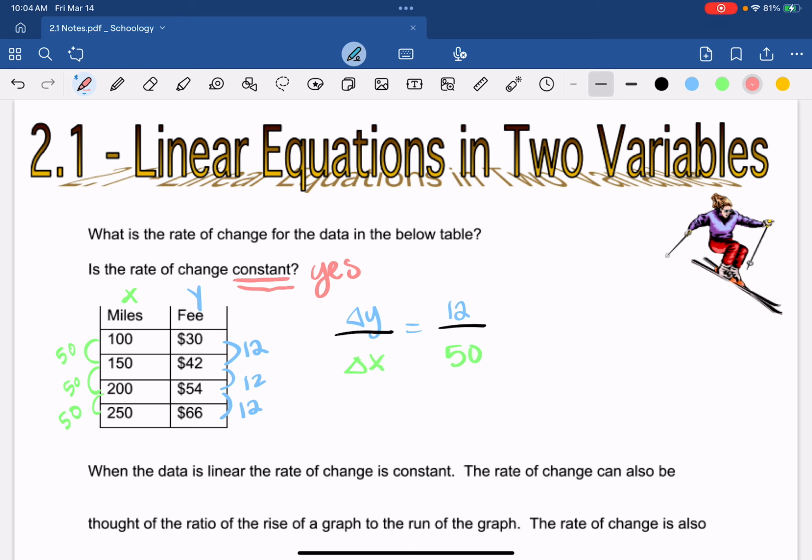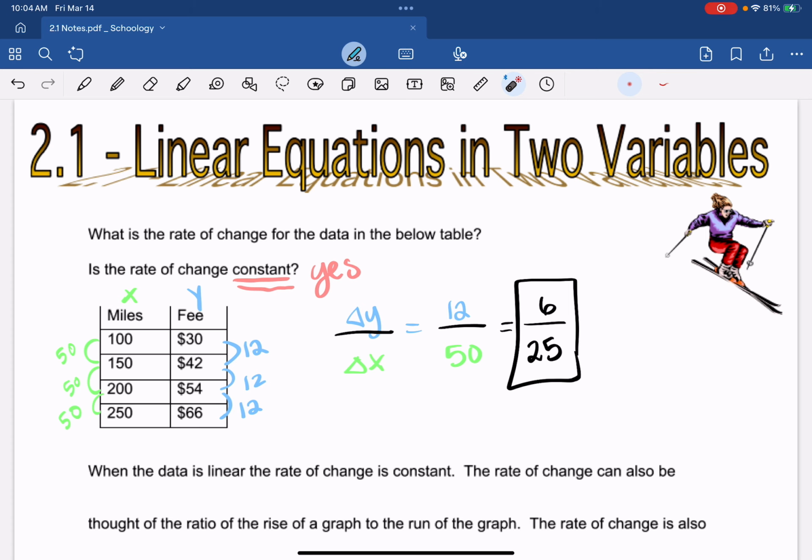And then this fraction that I've created is my specific rate of change. I could simplify this. So 12 over 50, that could simplify to 6 over 25. So I would say here that I am changing by $6 every 25 miles. That's how that would work, okay?